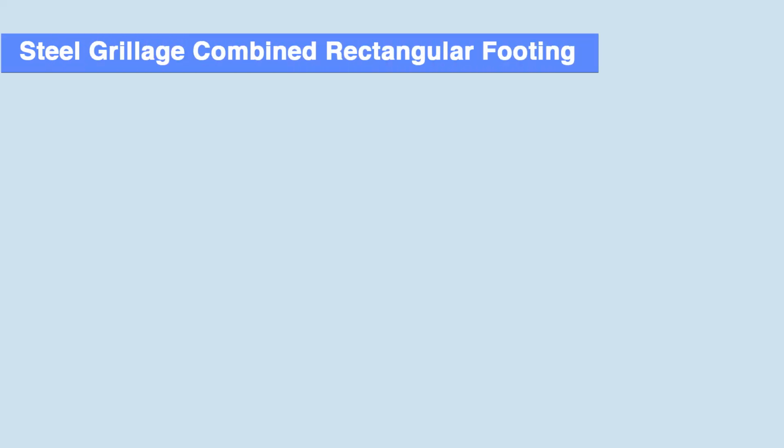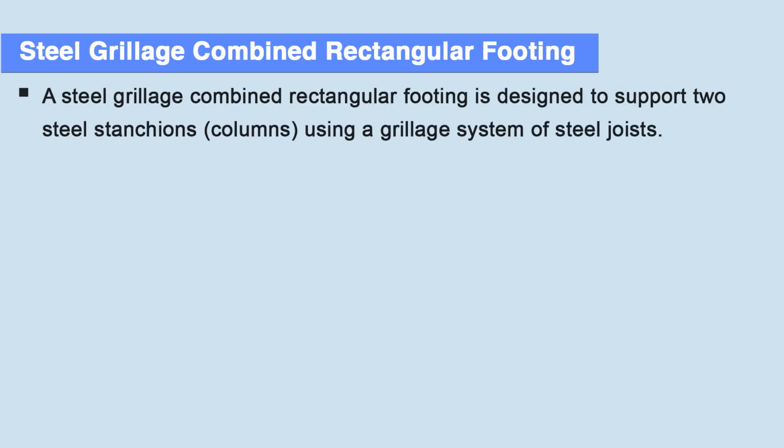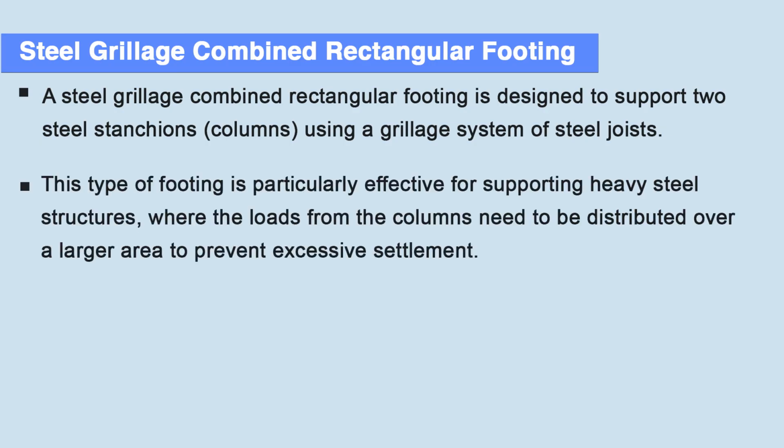Next is steel grillage combined rectangular footing. A steel grillage combined rectangular footing is designed to support two steel stanchions using a grillage system of steel joists. This type of footing is particularly effective for supporting heavy steel structures where the loads from the columns need to be distributed over a larger area to prevent excessive settlement.